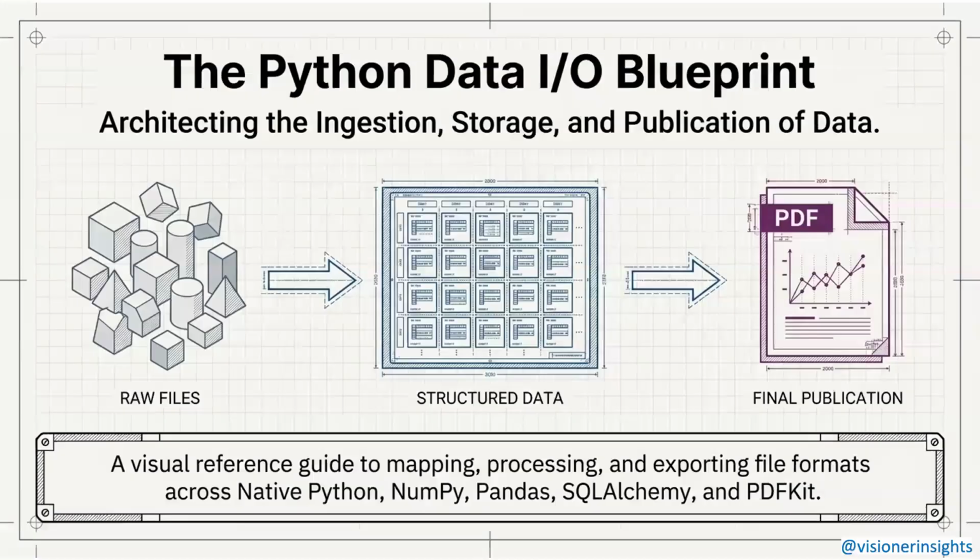Now, what's really fascinating about this high-level blueprint is exactly how it visualizes the complete data lifecycle. Look at the progression here. We start way over on the left with these chaotic, totally unstructured raw files. Then, through careful engineering, we actually transform those scattered blocks and cylinders into highly structured data matrices right in the center. And finally, on the right, we export them out as polished, professional final publications, like a beautifully formatted PDF. It's a highly deliberate journey, taking us straight from chaos to clarity.